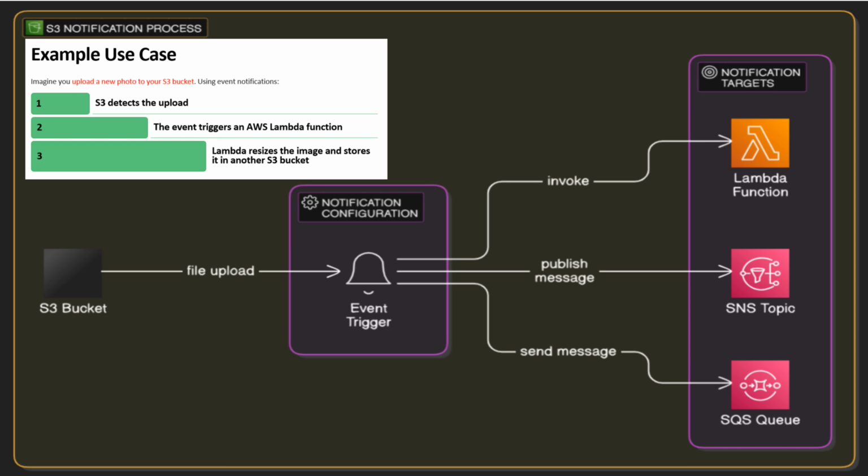Now we will see an example use case. Imagine you upload a new photo to your S3 bucket. S3 detects the upload. The event triggers an AWS Lambda function. The Lambda resizes the image and stores the resized image in another S3 bucket.